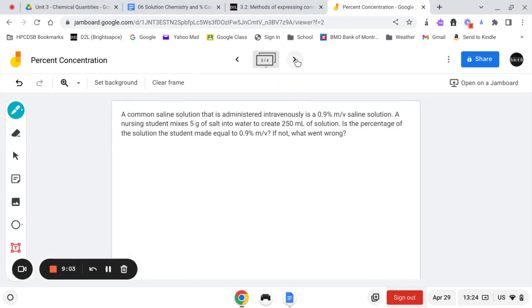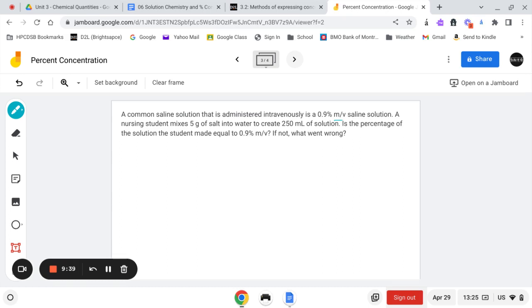Let's do the next example. It says a common saline solution. So that's a fancy word for a salt solution, saline solution, that is administered intravenously. Okay, so that would be somebody in the hospital who's hooked up to an IV. Okay, so a needle that is delivering this solution. It says that it should be 0.9% mass volume. Okay, so I can tell right away when I see mass volume, means my solute is going to be a solid and I need a mass of it. But overall, this is a liquid solution.